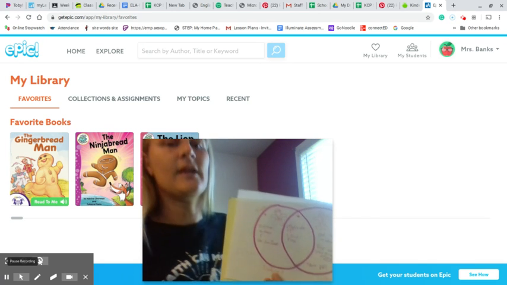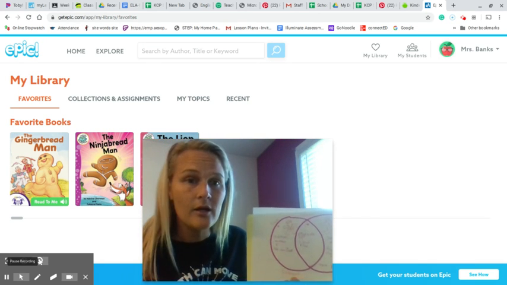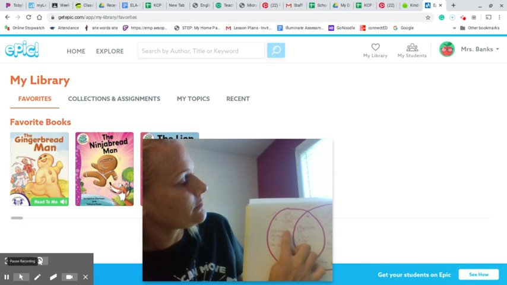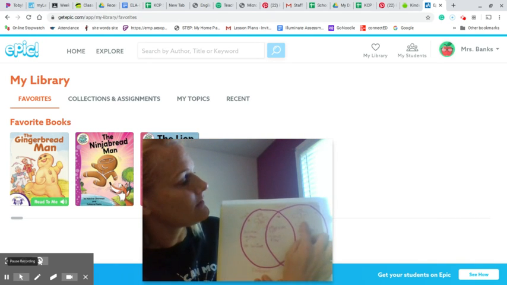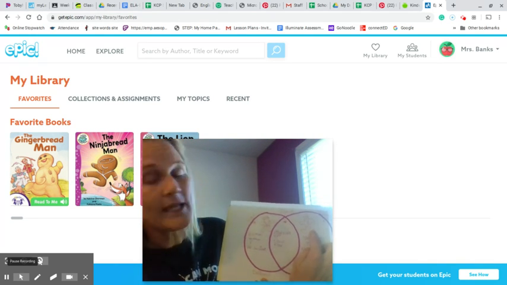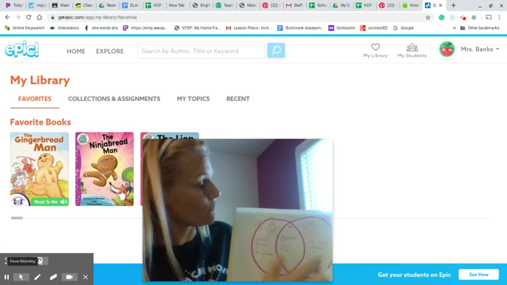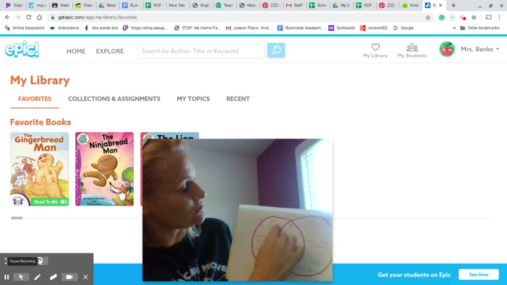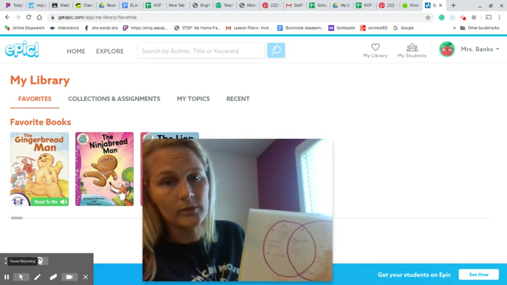So we had the ninja bread man, and they were both made, right? The ninja bread man was made by an old man. The gingerbread man over here was made by an old lady. So those are two different things, and we can put those in two different columns. The ninja bread man was made by an old man. The regular gingerbread man was made by an old lady.